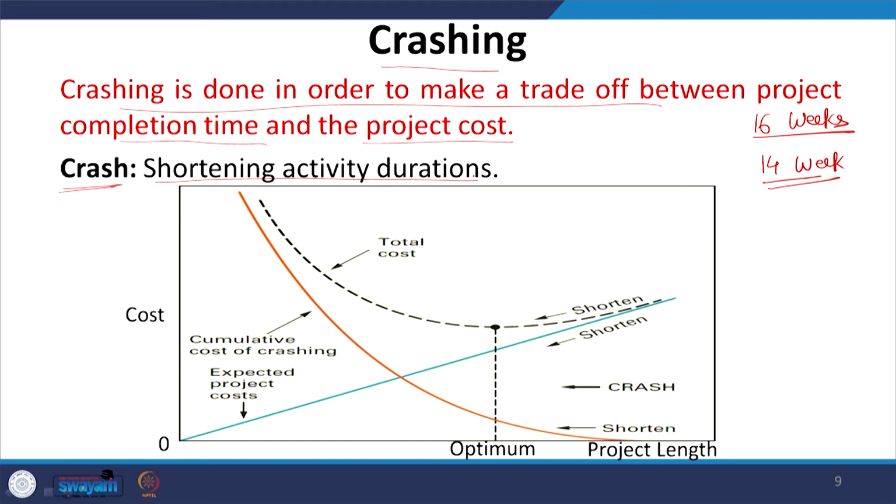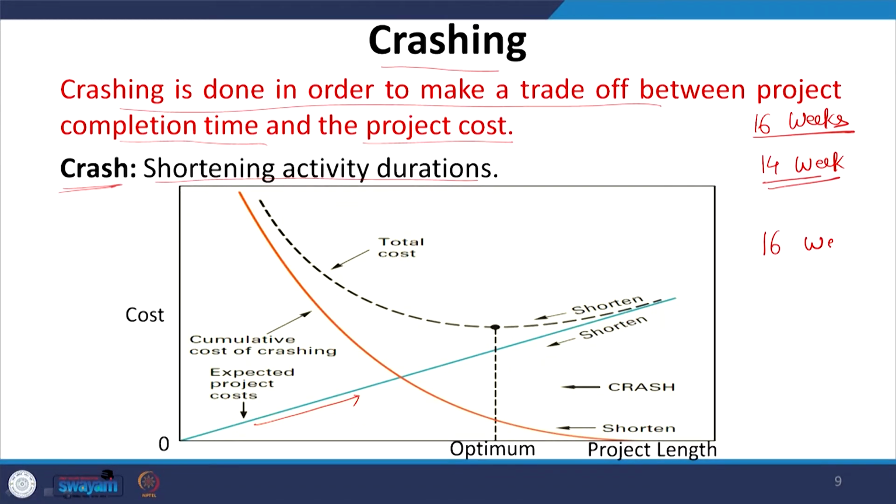Now, how is it happening? You see this particular line, this is representing the expected project cost. Now, this is the line which is representing the cumulative cost of crashing, because when you start crashing, the cost of project starts increasing. There is a normal duration of completion of project, and for 16 weeks it is taking, let us say, 5 lakh rupees to complete the project.